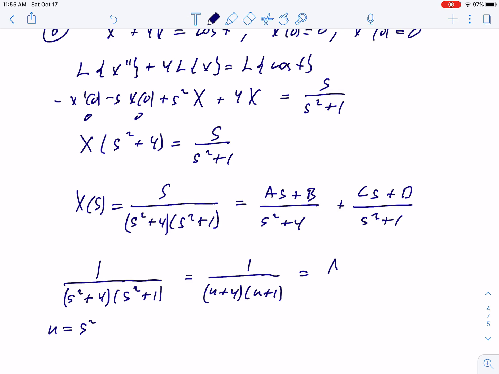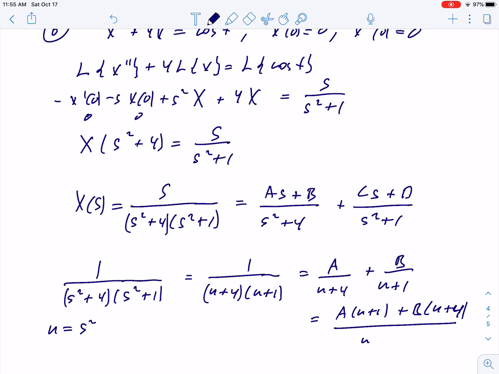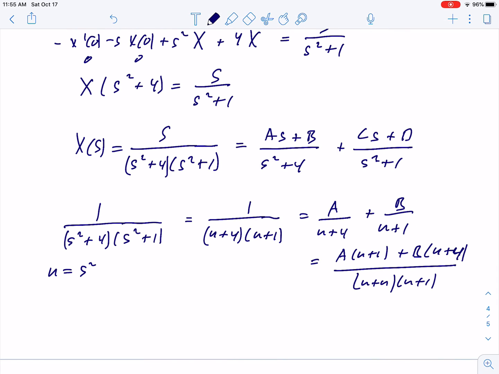So we are looking for 2 simple partial fractions like this. And writing common denominator, this will be A(u plus 1) plus B(u plus 4) over (u plus 4)(u plus 1). Comparing tops, 1 equals A(u plus 1) plus B(u plus 4).